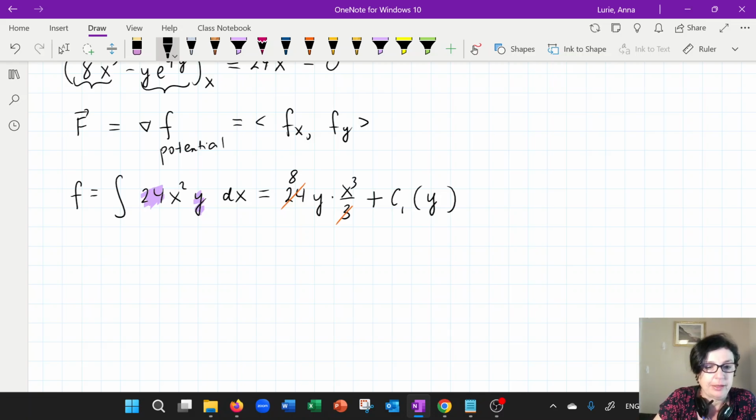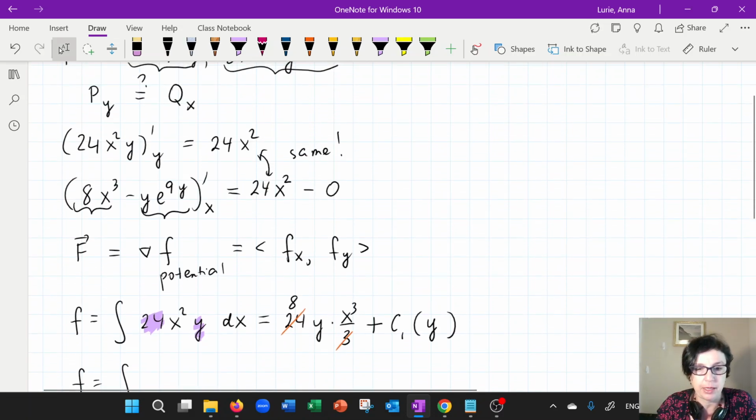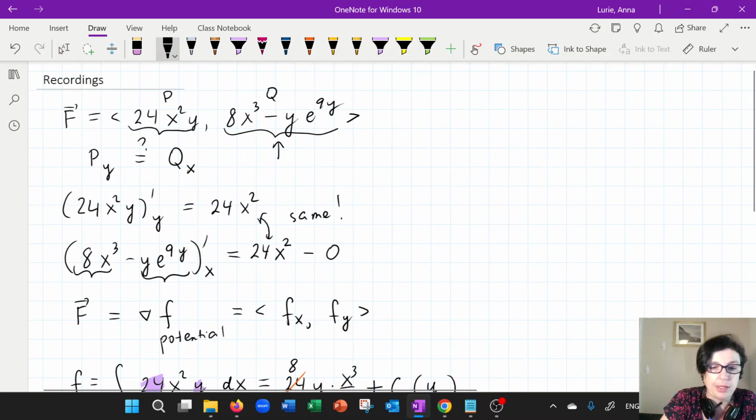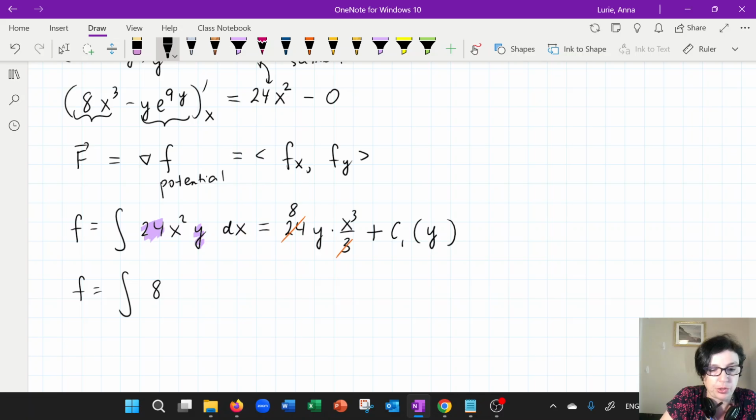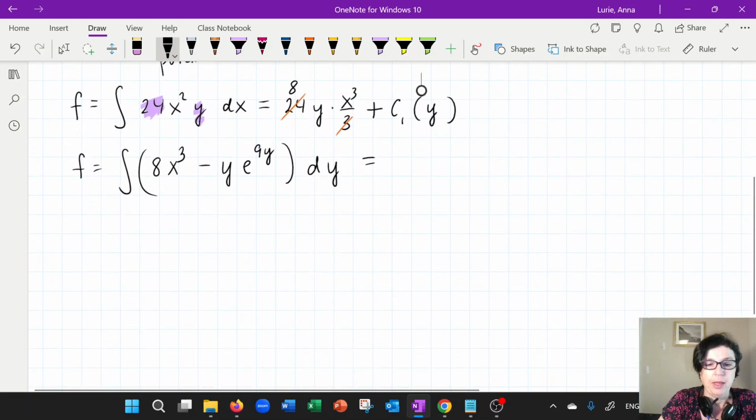You are not done. You will have to also integrate the second part, the second component. So this right here must be the derivative of that same function that we were looking for, but now with respect to y. So now we're going to undo the derivative by integrating. So we get 8x cubed minus y e to the power 9y. And we want to take the integral of that with respect to y and see what happens with that.